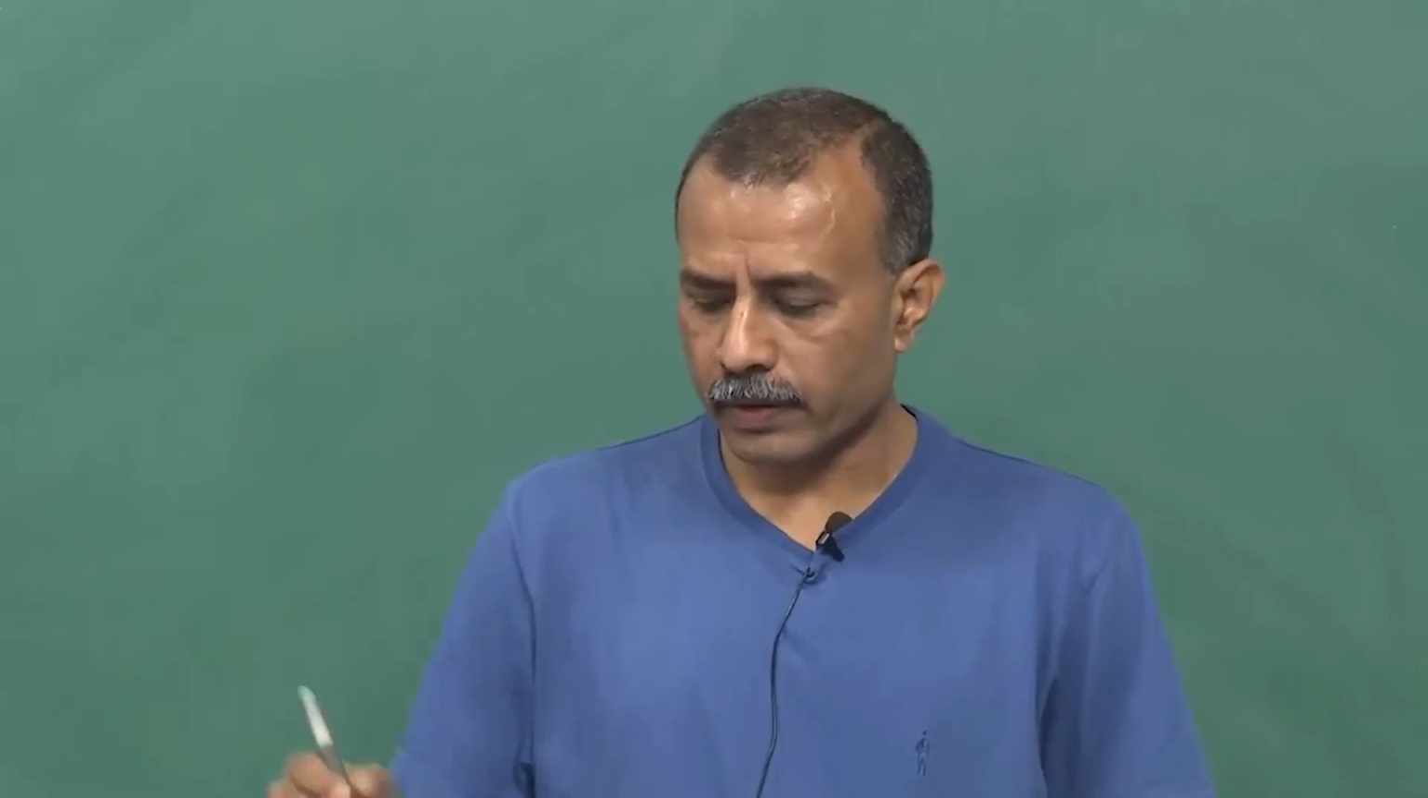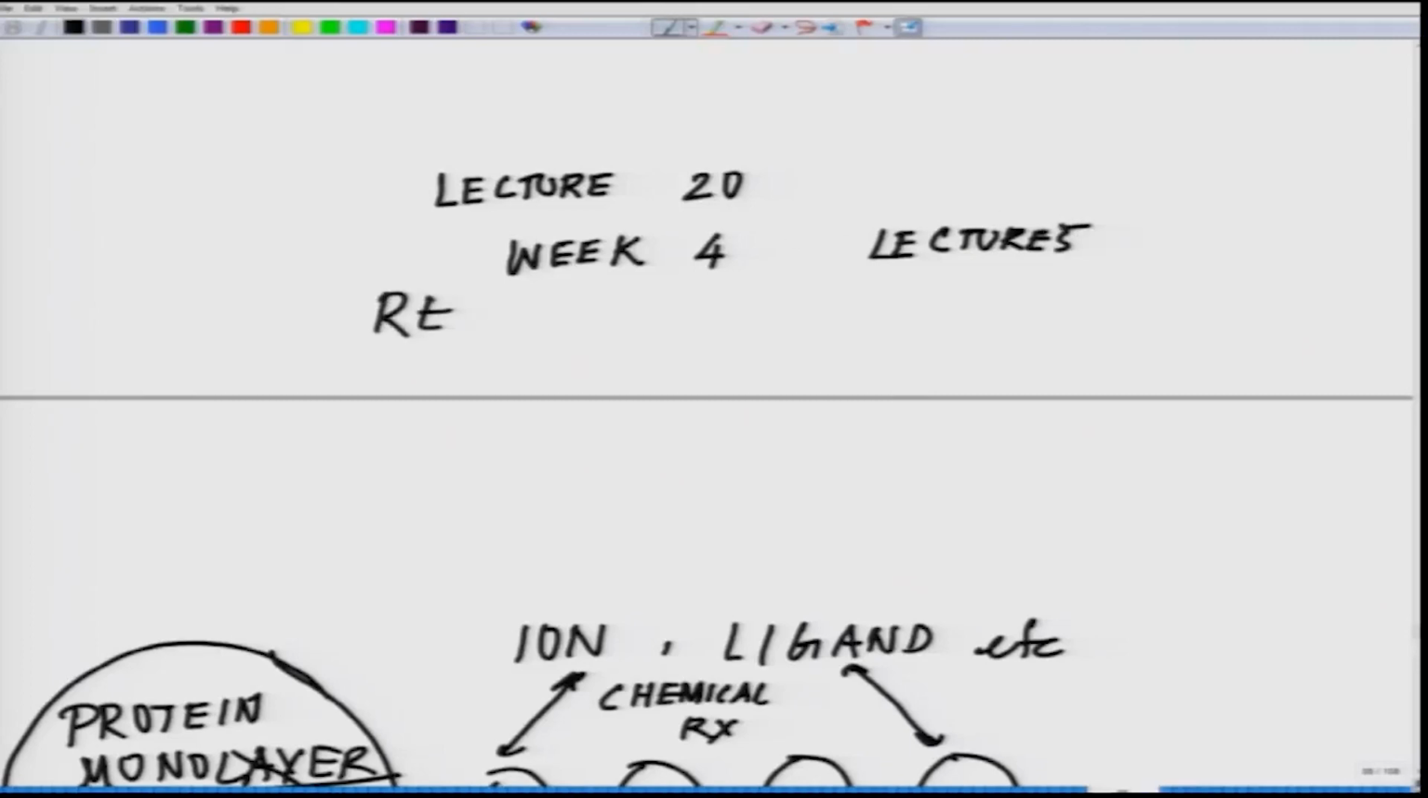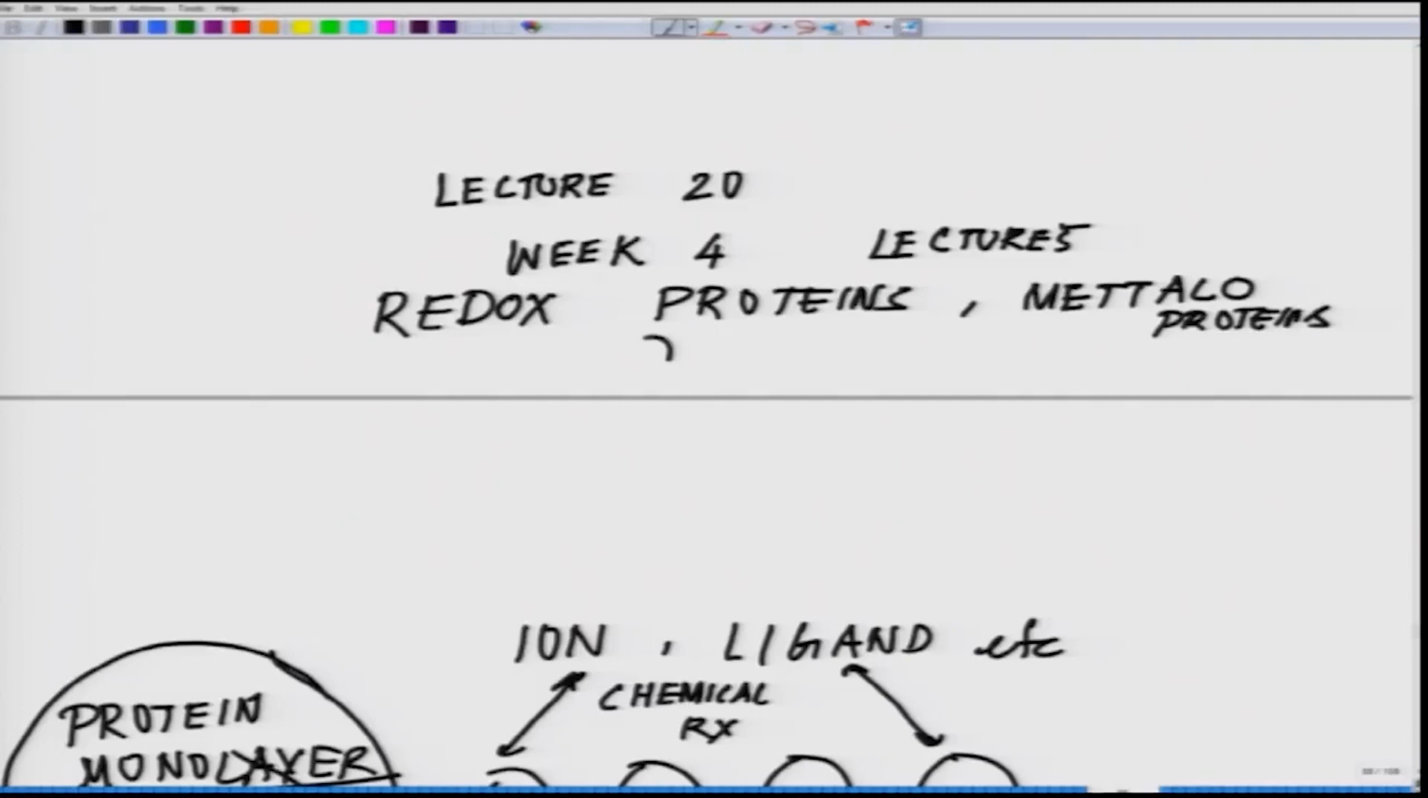This is our lecture 20, week 4, lecture 5. So, today we will talk about redox proteins, metalloproteins and cyclic voltammetry.